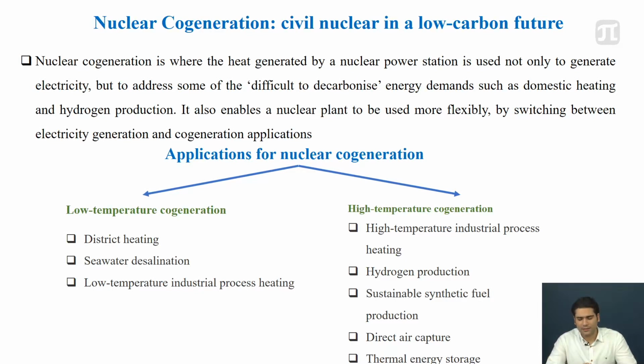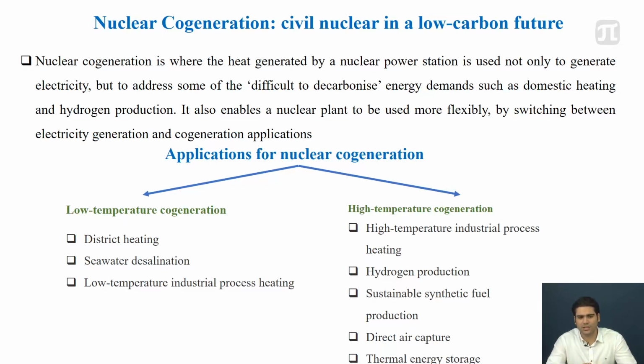A nuclear power plant is not used only for producing electricity, and we have many different applications of nuclear power plants. A nuclear power plant that not only produces electricity but also produces heat for many different applications is called a cogeneration plant, meaning that at the same time we can produce electricity and heat. For cogeneration plants we have two different categories: the first is low temperature cogeneration and the next is high temperature cogeneration.